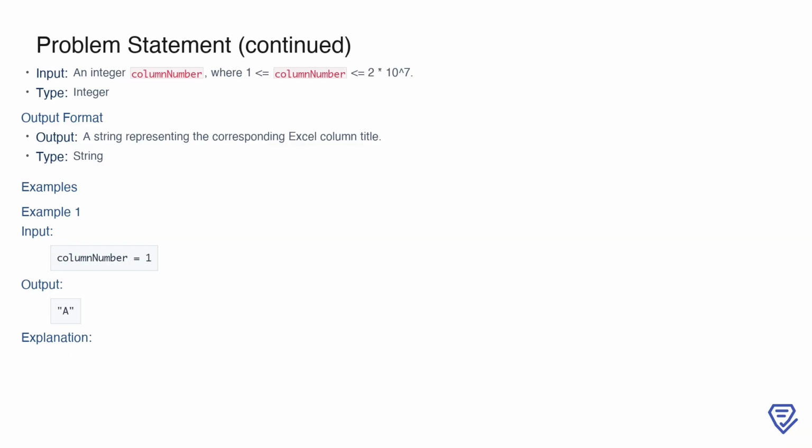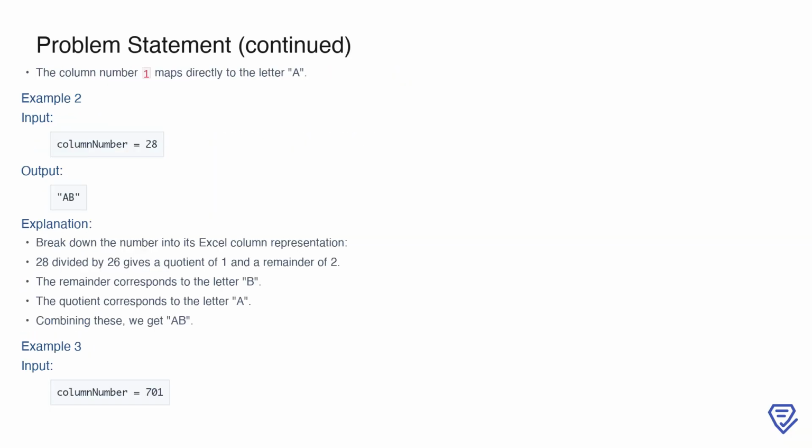The input to the problem is an integer, columnNumber, which will always fall within the range of 1 to 2 to the power of 31 minus 1, inclusive. The type of this input is an integer. The output, on the other hand, is a string that represents the corresponding Excel column title. This output is always a string made up of uppercase English letters. To help clarify, let's explore some specific examples that illustrate how this conversion works.